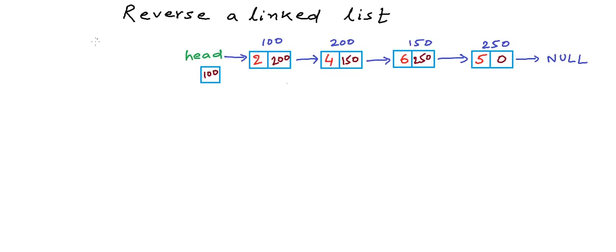So let me first define the problem. Let's say we have been given a linked list of integers like this. So this is our input. We have 4 nodes in this linked list at addresses 100, 200, 150 and 250 respectively. I always write these addresses in the logical view because it's really important that we visualize how things are in the memory and what is what.